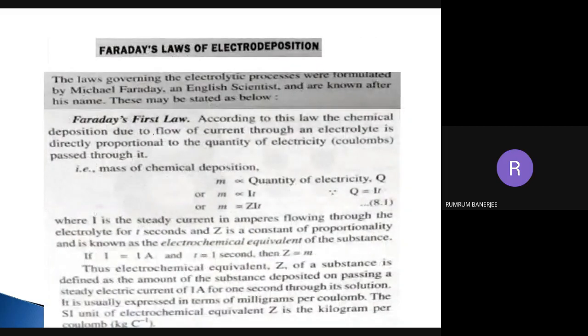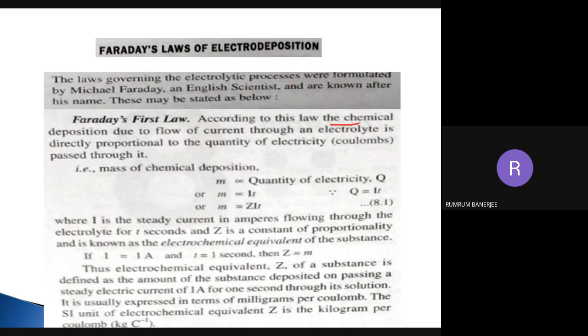Now, Faraday's laws of electrodeposition. The laws governing the electrolytic process were formulated by Michael Faraday, an English scientist, and are known after his name. These may be stated as follows. Faraday's first law. According to this law, the chemical deposition due to flow of current through an electrolyte is directly proportional to the quantity of electricity.